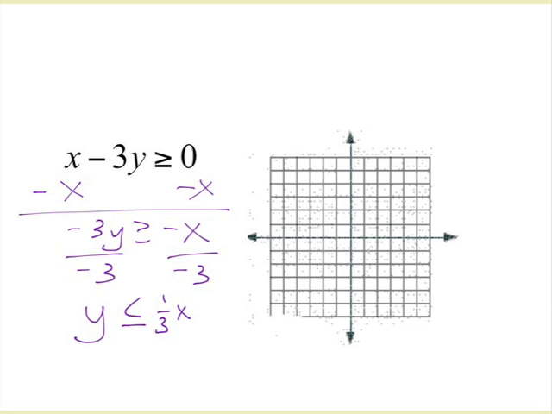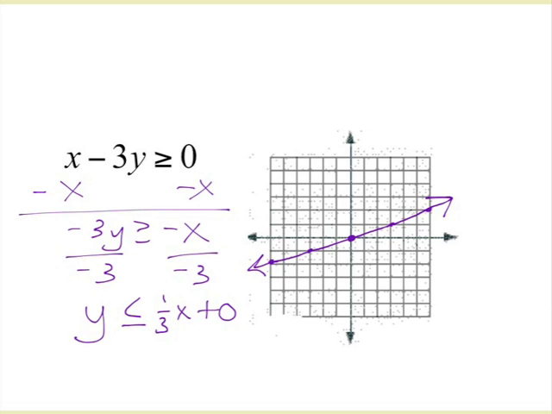Now this is kind of in slope-intercept form, because I can say it's like plus 0. So I get an intercept of 0 and a slope of up 1/3. Dotted or solid? Solid, because it has the equal to bar.